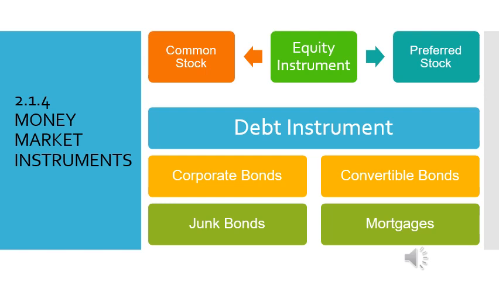For the convertible bond, these are debt instruments that are convertible into stock at a specific price at the discretion of the holder. And the last one is the junk bonds. These are corporate bonds that post both high risk and high yield. Okay.